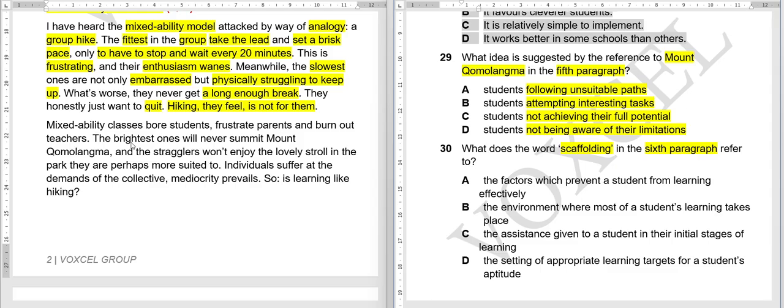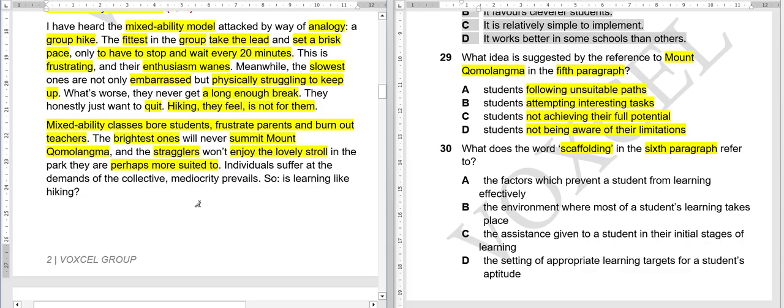So let's see. Mixed ability classes bore students, frustrate parents, and burn out teachers. These are the disadvantages of mixed ability classes. The brightest ones will never summit Mount Komolangma. The stragglers won't enjoy the lovely stroll in the park they are perhaps more suited to. So the brightest ones will never summit the mountain, so that means they will never reach the top of this particular mountain, and the people who are left behind won't be able to enjoy the lovely stroll they are more suited to, because they are not suited to hiking, they are suited to strolling.